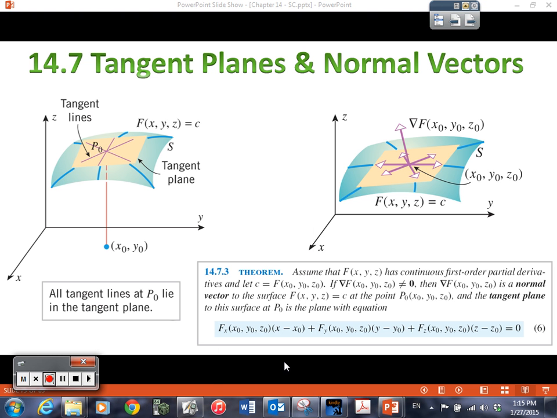Okay guys, let's take a look at our lesson for today. Today we're going to be looking at section 14.7, tangent planes and normal vectors.